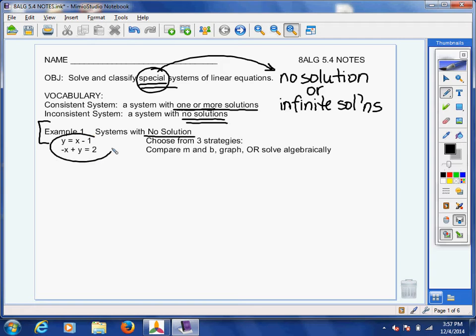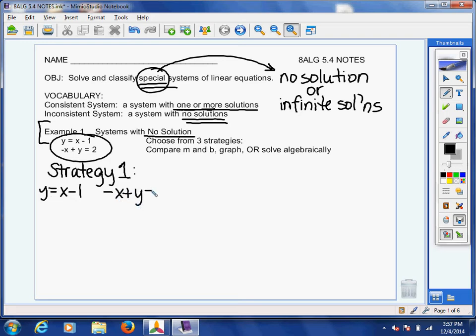Here's a great example right here. Okay, y equals x minus 1 and negative x plus y equals 2. Now let's look at strategy 1. Okay, I gave you 3 strategies to solve this type of system. You could compare the m, which is slope, and the b's. So let's put these side by side so we can take a look at it.